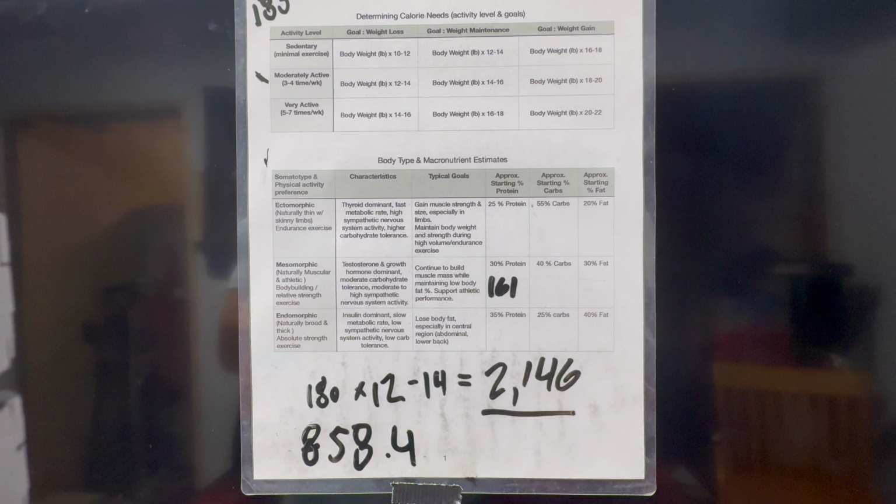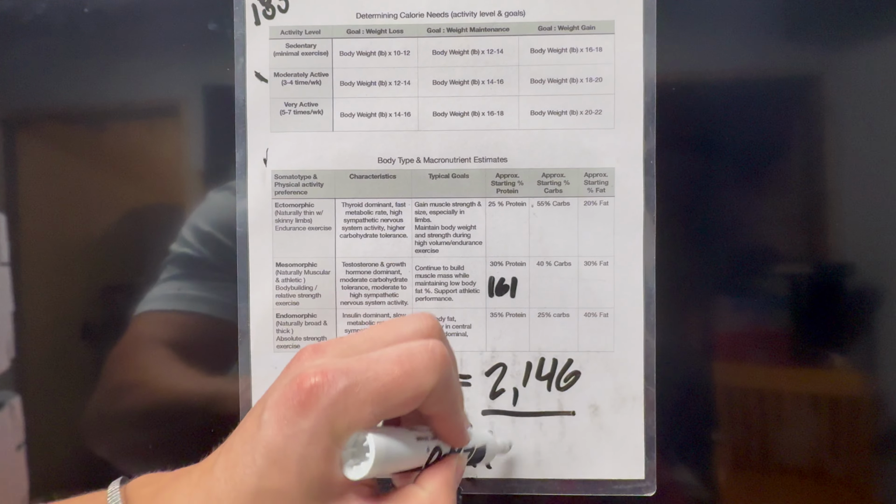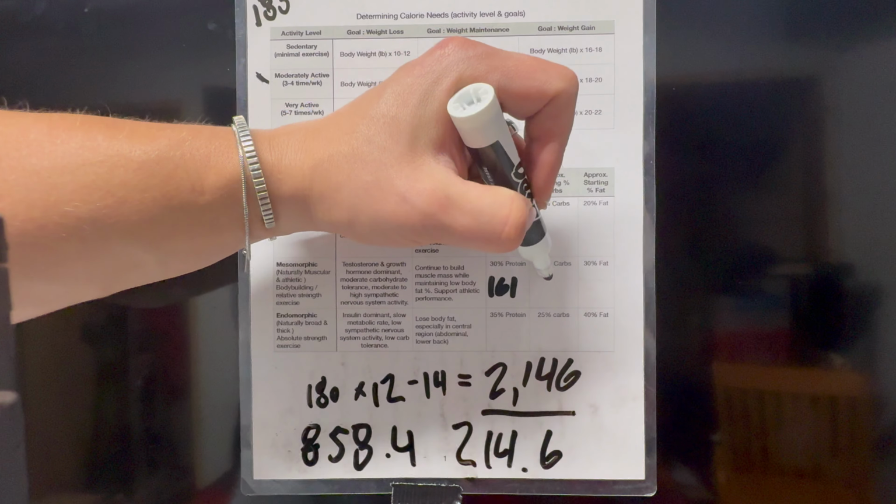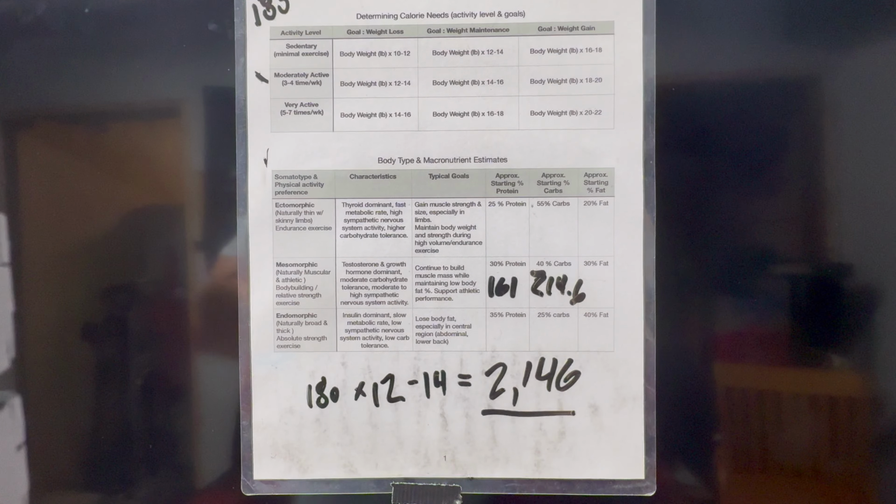We figured that there's 4 calories per gram. There's also 4 calories per gram in carbs. We're gonna take that 858.4 and divide that by 4, which is gonna give us 214.6. So I'm gonna go ahead and put that here. Okay, so we have protein, we have carbohydrate, now we have fats, okay?